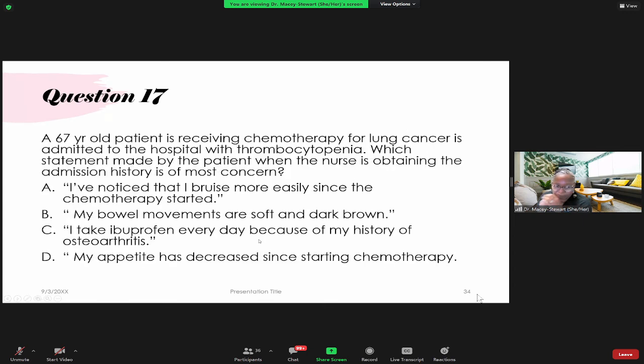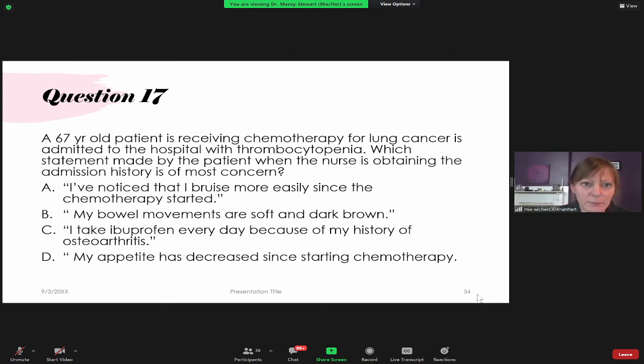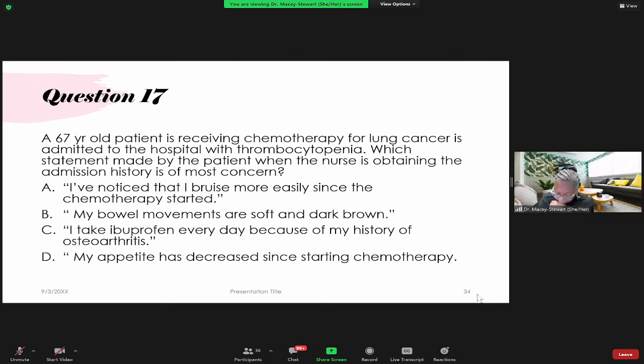So let's go back. A 67-year-old receiving chemotherapy for lung cancer is admitted to the hospital with thrombocytopenia. What's thrombocytopenia, guys? Low platelets. What do platelets do? Help to clot, right? Okay. So which statement made by the patient when the nurse is obtaining the admission history is of most concern?